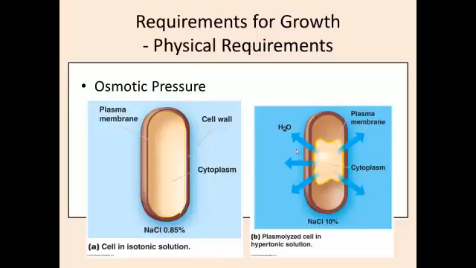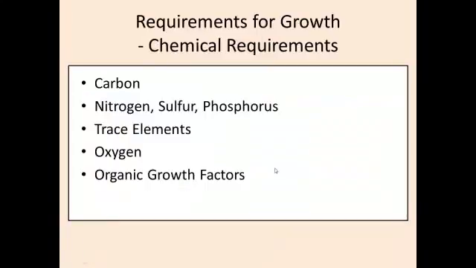Halophiles, as opposed to osmotolerant organisms, have to have high salt. They cannot grow in a low salt solution. Let's talk about chemical requirements. Most of the organisms that we've come in contact with are chemoheterotrophs. They've got to have organic molecules supplied to them. They need to have other molecules supplied to them in an organic form so they can make use of them.